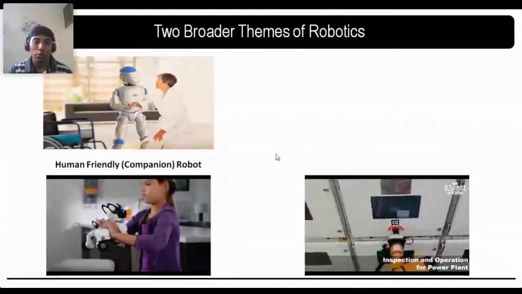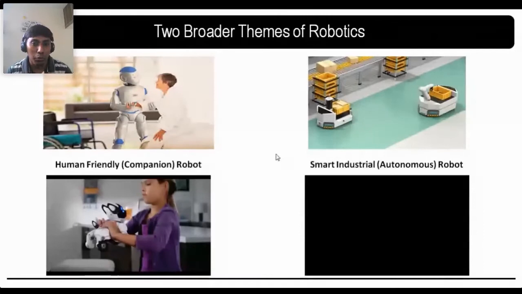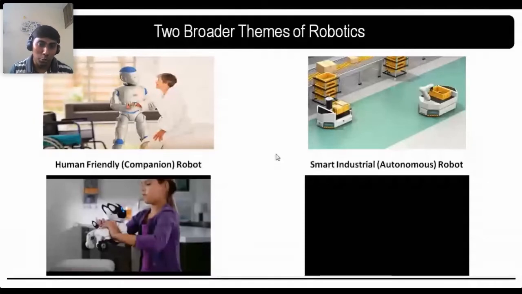Now you can see that there are two broad themes. One is centered on the human being, the other one is centered on industry. In this particular topic, we are concerned with the human-friendly robot. Specifically, we'll be talking about assistive robots, and narrowing down even further, rehabilitation robots. The other case, the industrial aspect, is the smart industrial robot, which we simply call the autonomous robot. So these are the two broad themes, and in this session we will be focusing on the human-friendly robot.